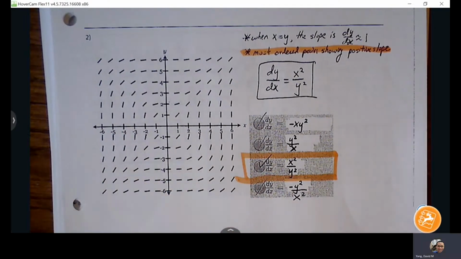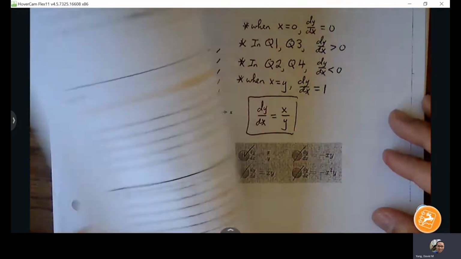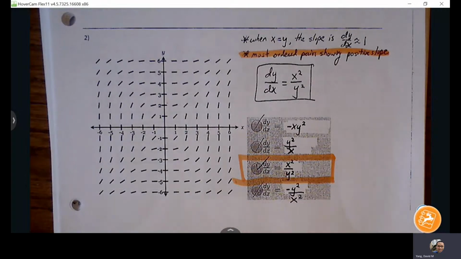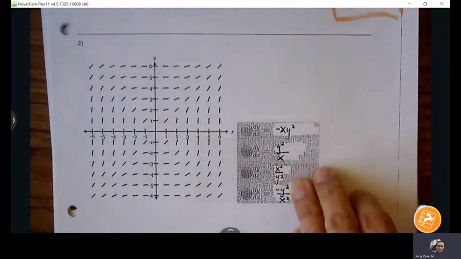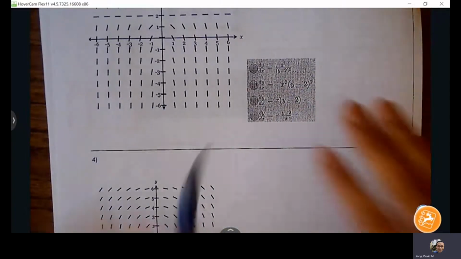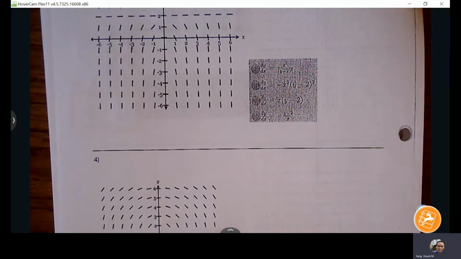Okay. Let's see. Can we do one more here? Number three. Try number three. Sorry if it's hard to read those. Let me see if I can rewrite them.